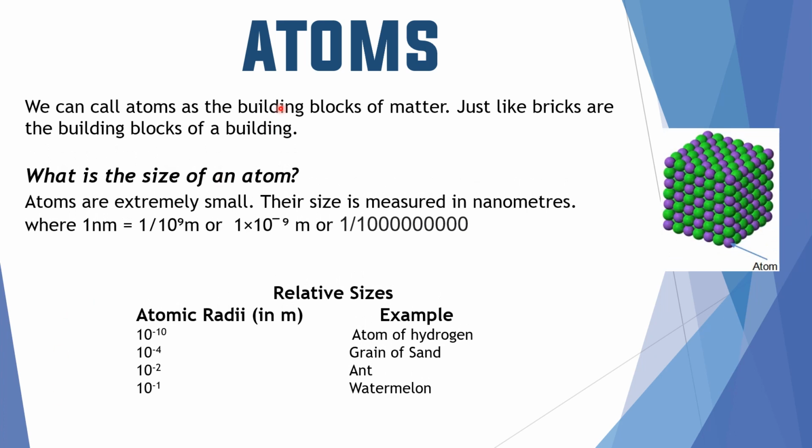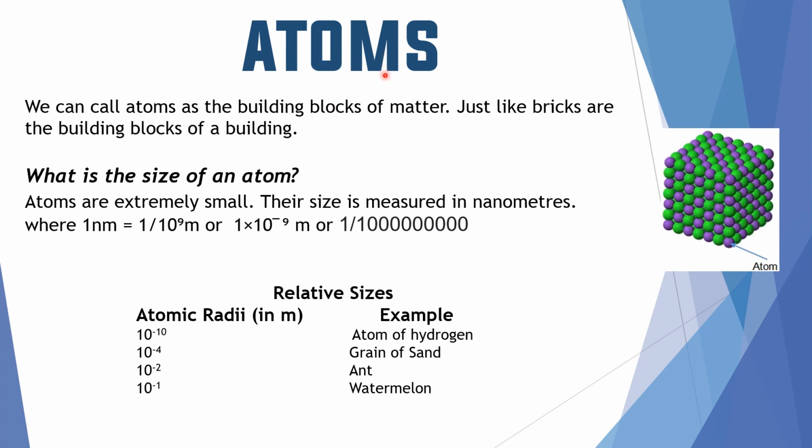Atoms. We can call atoms the building blocks of matter, just like bricks are the building blocks of a building. A building is made up of many bricks, so consider one brick as an atom. Here you can also see a picture of a cube, and that cube is made up of many balls stacked together. One ball you can consider as an atom. So matter is made up of many atoms, or many blocks, and one block is called an atom.